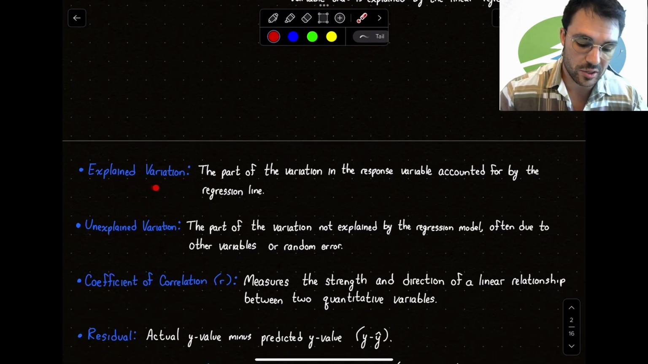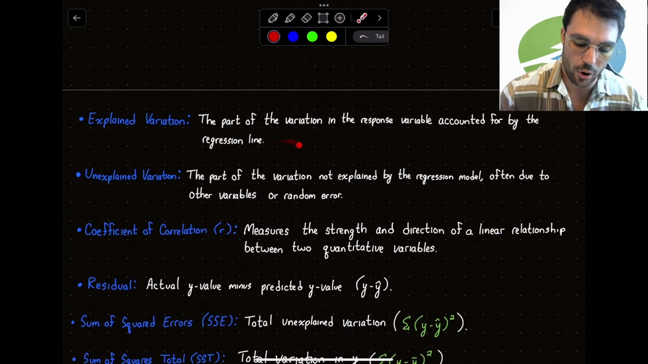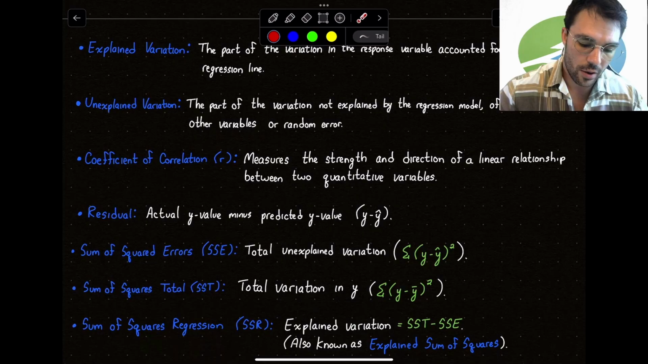All right, next up, explained variation. This is the part of the variation in the response variable accounted for by the regression line. Unexplained variation is the part of the variation not explained by the regression model, often due to other variables or random error.